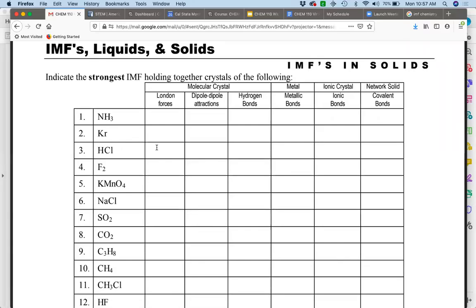So because there's a difference in electronegativity, the strongest would be dipole-dipole interactions. So for HCl, I would identify dipole-dipole interactions as the strongest.